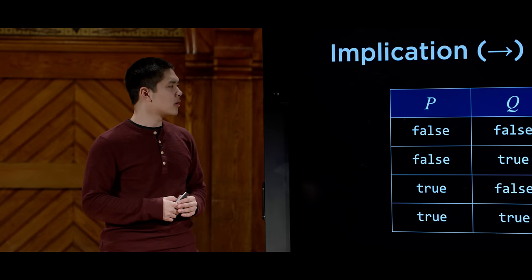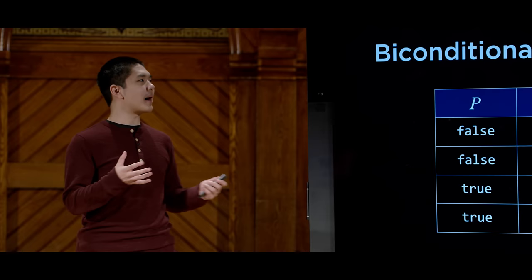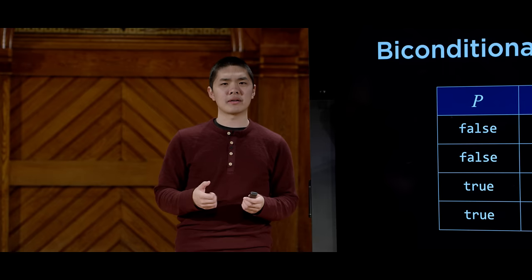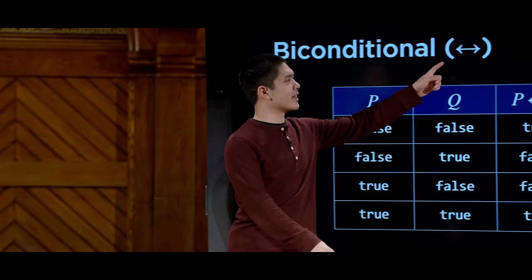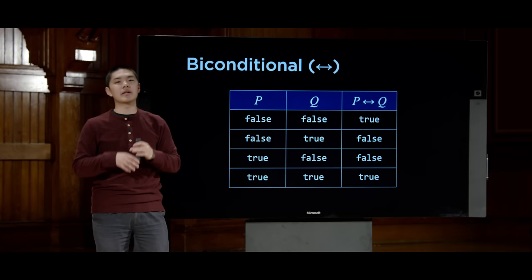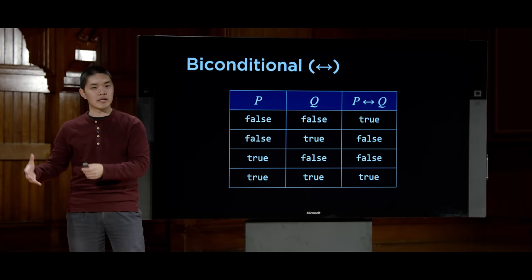Finally, the last connective that we'll discuss is this biconditional. You can think of a biconditional as a condition that goes in both directions. So originally, when I said something like, if it is raining, then I will be indoors, I didn't say what would happen if it wasn't raining. Maybe I'll be indoors, maybe I'll be outdoors. This biconditional you can read as an if and only if. So I can say, I will be indoors if and only if it is raining, meaning if it is raining, then I will be indoors.